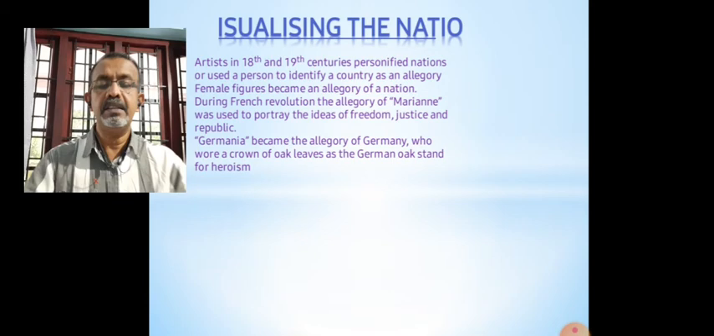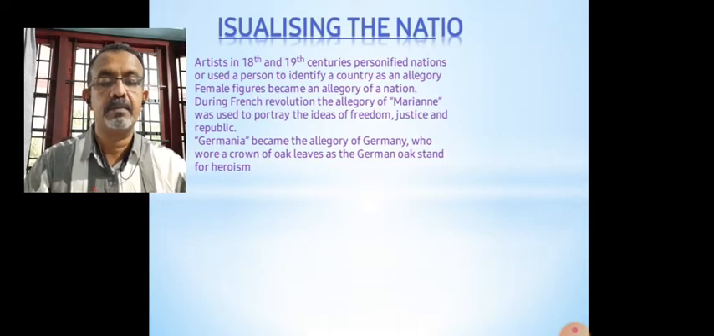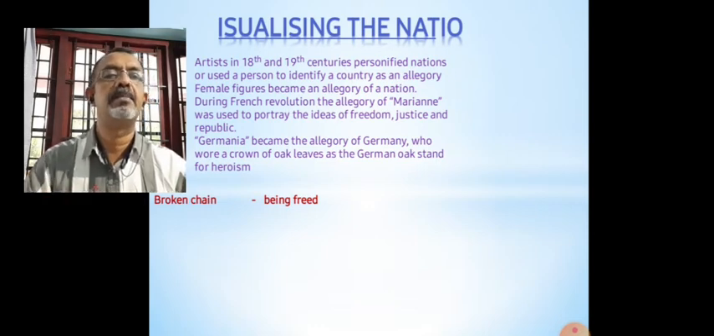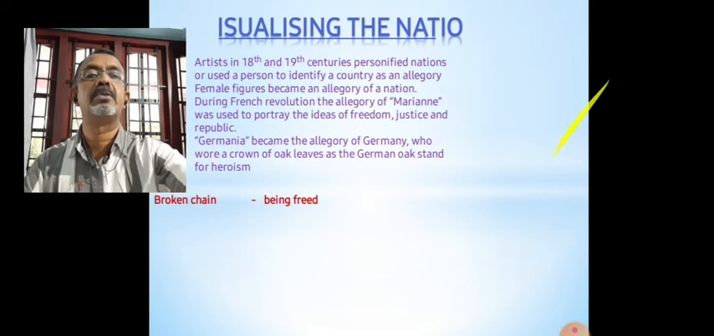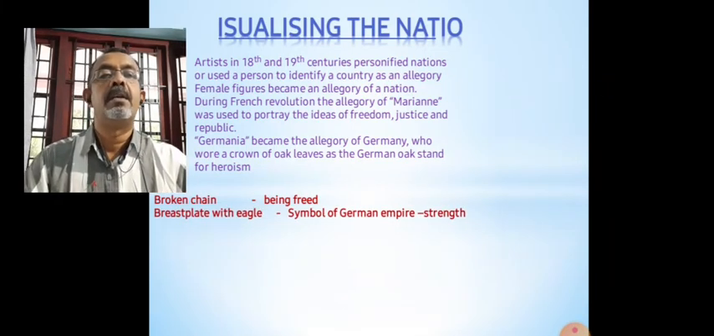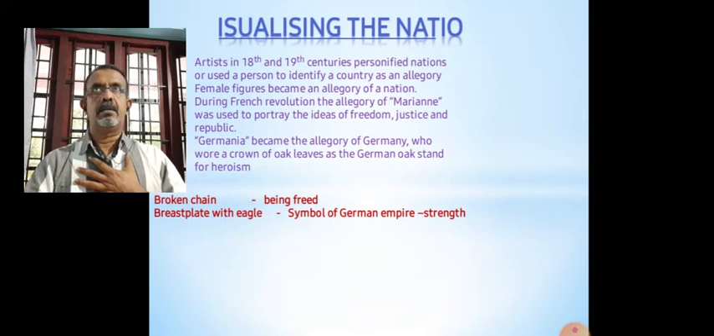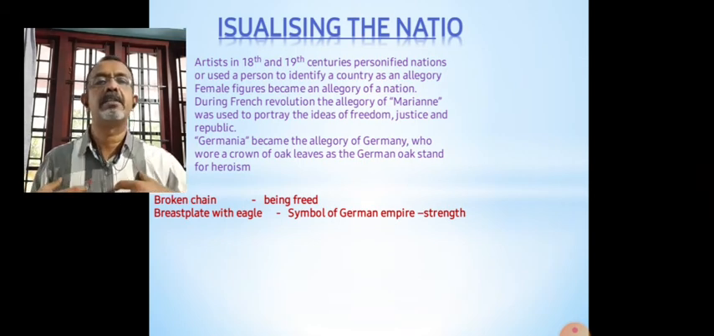Now, let us see the rest of the symbols used in the allegory of Germania and the meaning of them. It's almost common in both of them, in French allegory as well as in German. Broken chain. Broken chain was commonly used across Europe to symbolize freedom from slavery. Breastplate with eagle. That's a chest plate she wears. Generally, when kings and soldiers were going for war, to protect their vital parts, there was a chest plate which was often metal. They wear a chest plate to protect the body.